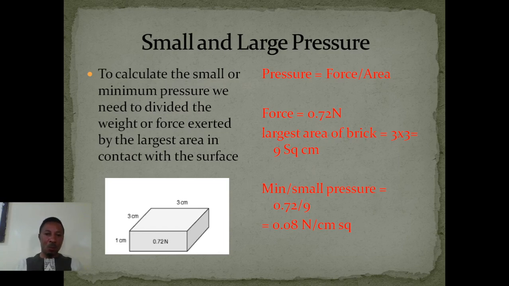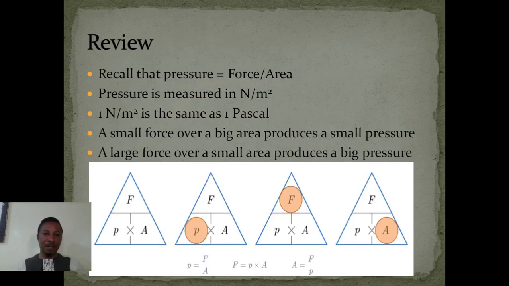Okay, we have a quick review. Now let's quickly review what we've learned, and then we'll move forward to have a brief exercise. Okay, now recall the pressure is force over area. Remember the pressure is measured in Newton per meter square, also Newton per millimeter square, Newton per centimeter square, but the standard one is Newton per meter square. And remember that 1 Newton per meter square is the same thing as 1 Pascal. So if you don't want to use Newton per meter square, you can as well use Pascal. There's no harm there. They are equal, they are the same.